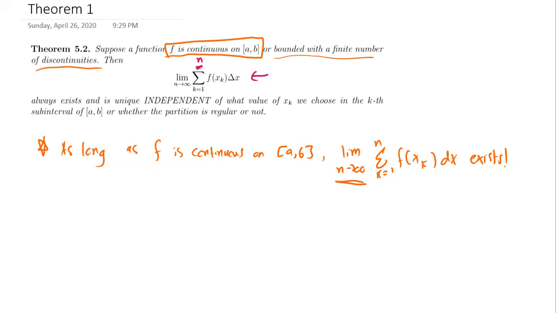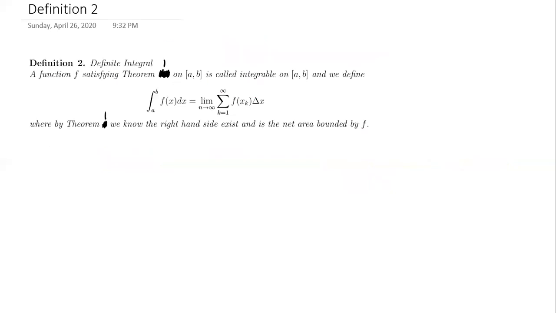Now, so that answers one problem. This limit exists whenever the function is continuous. Of course, we still don't know how to evaluate it. But for now, let's skip that a little bit and just introduce notation. Now we're going to introduce the definite integral. You're going to see why this notation makes sense.